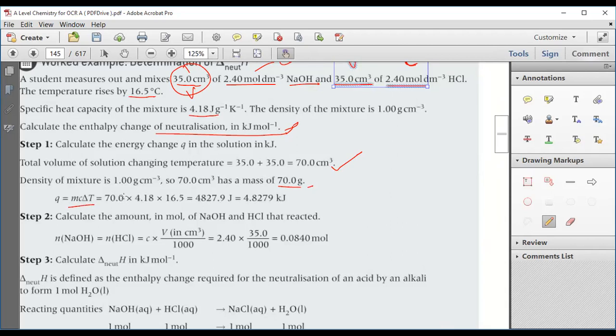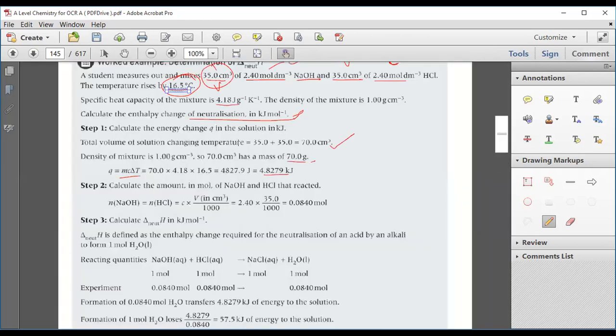Now q is equal to m c delta T. Mass is 70, c is 4.18, and the temperature change is 16.5 degrees Celsius. You can see the temperature rises by 16.5. This is given as the temperature change. Now multiply all these things, you will get the answer as 4.8279 kilojoule.